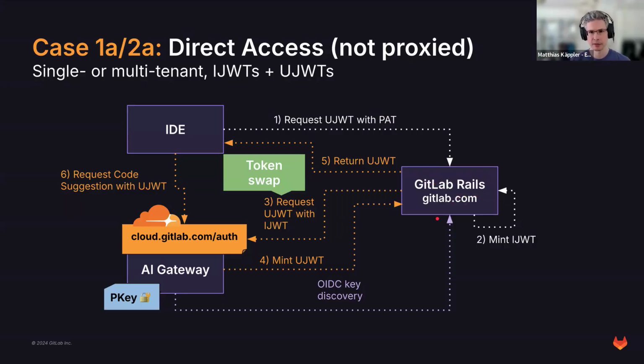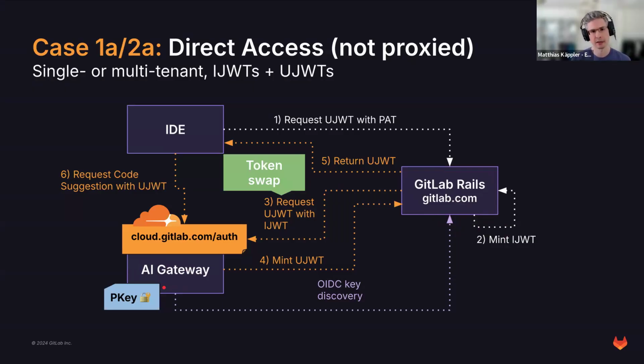By the way, this is only for GitLab.com, but it works the same way on self-managed. I just wanted to give this as an example. So what the Rails instance then does is, again, it loads or creates an instance scope JSON Web Token, and it uses that to then request the user scope token, which is kind of downscoped, through cloud.gitlab.com/auth, which will be routed to the AI gateway. And then the AI gateway has its own key set or key pair so that it can swap.